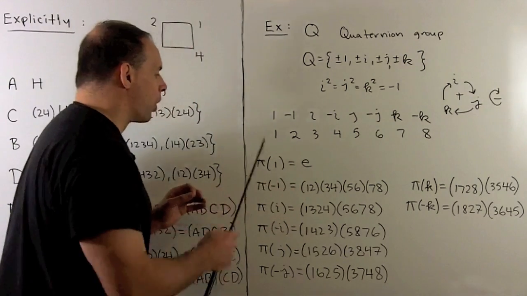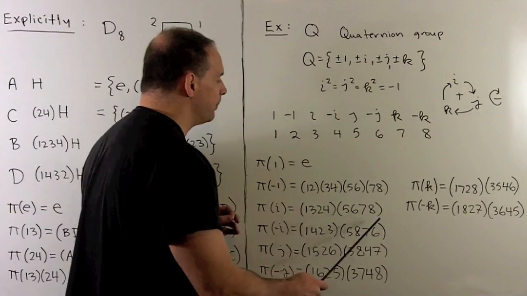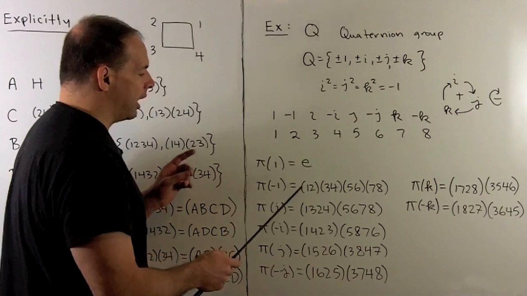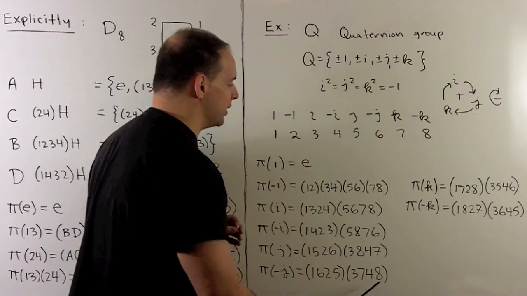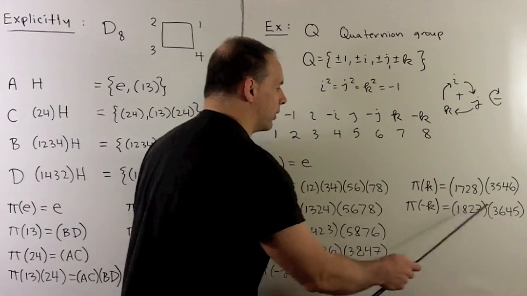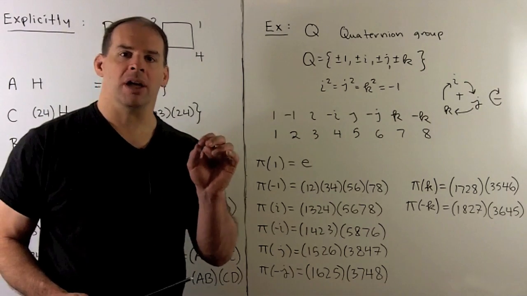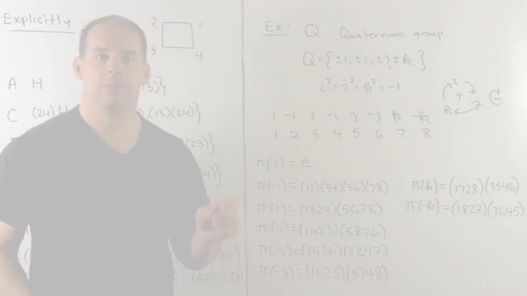Now, when we work that out, we're going to get elements in S sub 8. We have that pi is 1 to 1. We can further check that by noting we don't use any permutation twice. Now, the question is, can we do any better? Can we put in a smaller S sub n? And the answer is no.